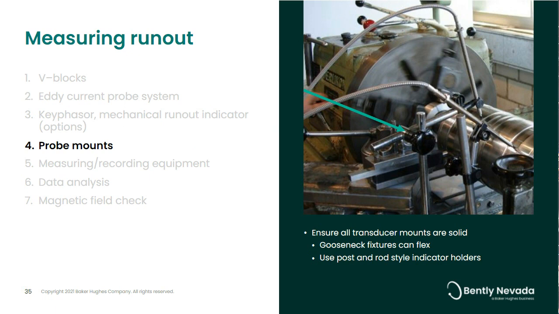Although gooseneck fixtures are very convenient and very easy to set, they are prone to flexing or drooping over time if you're not careful, if you don't tighten them down properly. Therefore, we always recommend, if you have to do something temporary, using post and rod style indicator holders. You can fix them very tightly. They're going to remain where you tighten them, and you're going to get very consistent readings turn after turn.